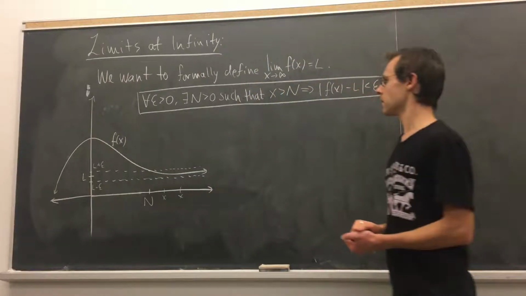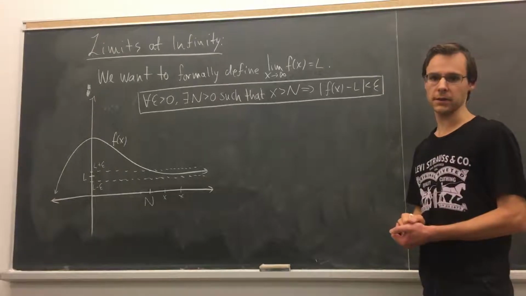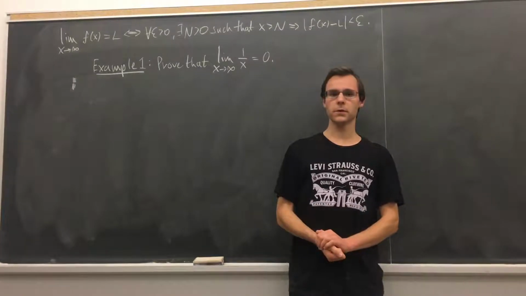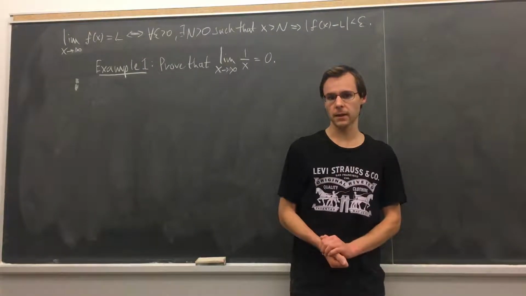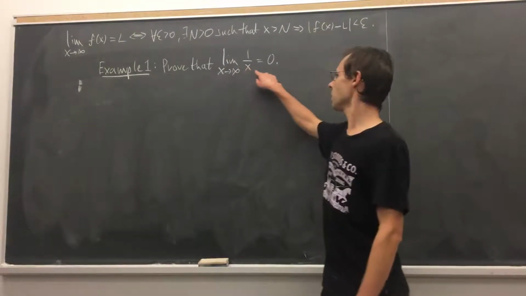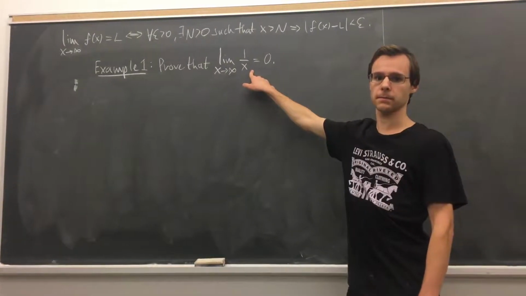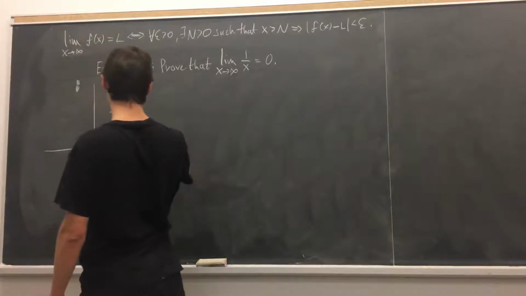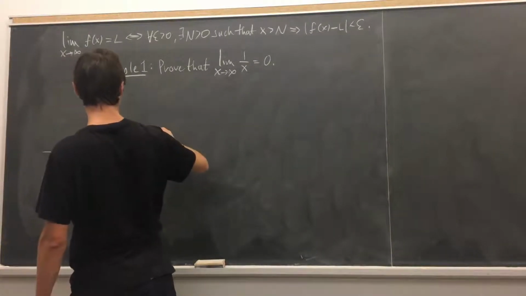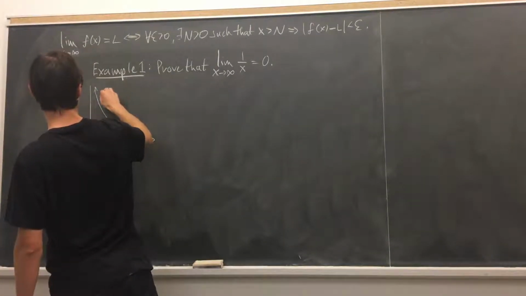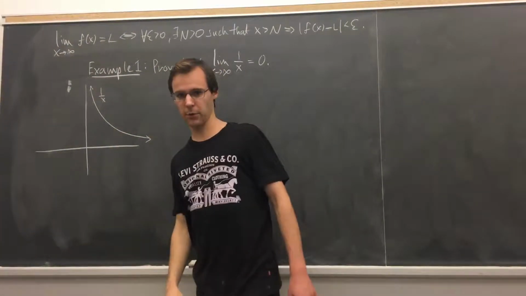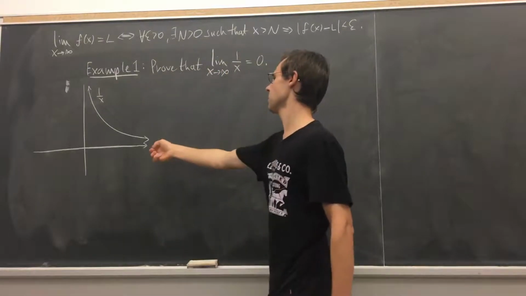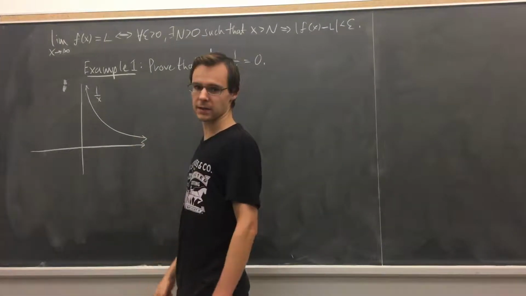Okay? Let's actually use the definition to give a few formal proofs of limits. So for our first example, we're going to prove that the limit as x approaches infinity of 1 over x is equal to 0. Again, we may begin with the graph, just to visualize what's going on here. There's 1 over x. I'm not going to draw the negative branch because we don't need it. Okay? And we want to show that the limit as x approaches infinity of this guy is 0.